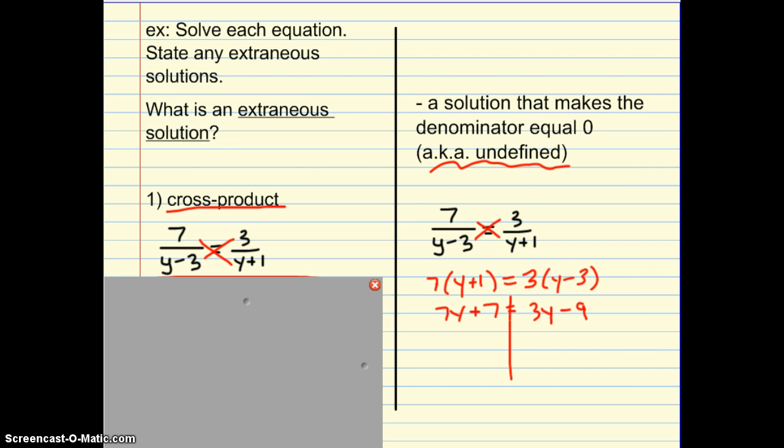What is an extraneous solution? A solution that makes the denominator equal 0, aka undefined.